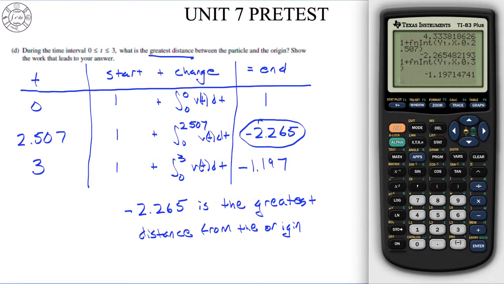Perfect. Okay, so how to score this. This is out of 2 points for part D. The first point is you have to have this integral between 0 and 2.507. You need to find this change correctly. If you have everything in red correctly, give yourself +1. And if you have your conclusion, negative 2.265, as the greatest distance, give yourself another +1.